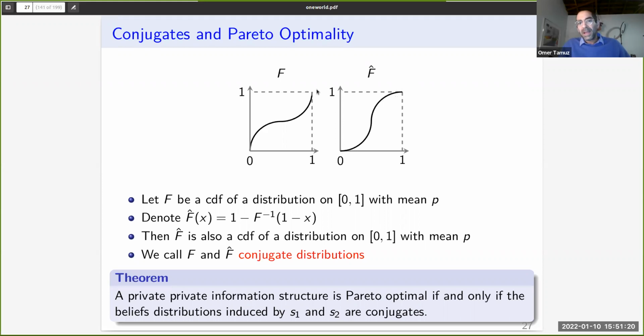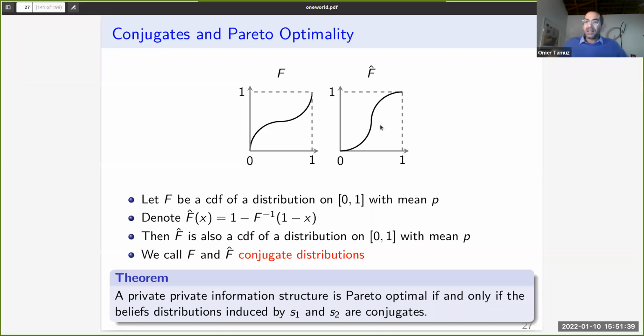So if you imagine making this more and more informative by stretching out the flat part, it would make this less and less informative. So this flipping around exactly gives this trade-off. The more informative F is, the less informative F hat is, and vice versa.